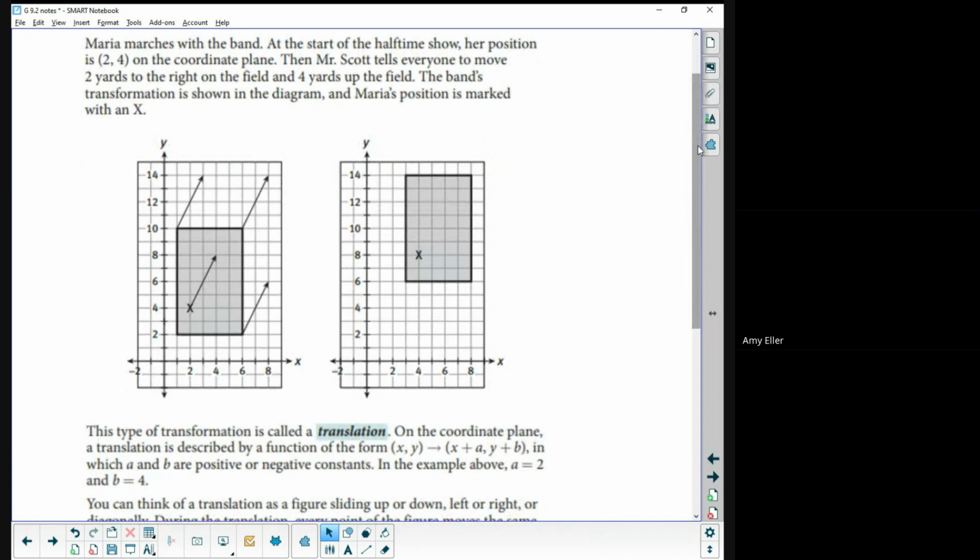Maria marches with the band. At the start of the halftime show, her position is 2-4 on the coordinate plane. You'll see there's an X at her position. She's over 2, up 4. Then Mr. Scott tells everyone to move 2 yards to the right of the field and 4 yards up the field. The band's transformation is shown in the diagram, and Maria's position is marked with an X. So her old position and her new position. This type of transformation is called a translation.